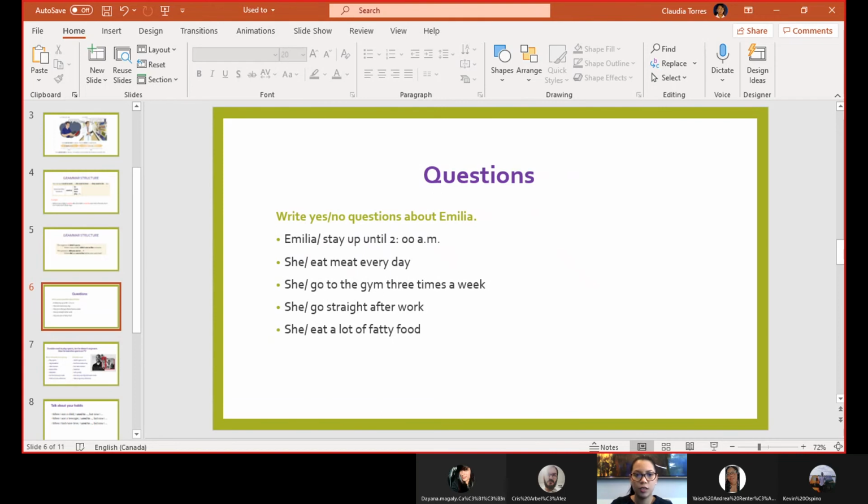You also have she slash go to the gym 3 times a week, and she slash go straight after work, and she slash eat a lot of fatty food. Fatty food, it's food that contains a lot of fat, like fried food, like French fries, hamburgers, yeah, like junk food. Diana says, yeah. How often did she used to eat meat?